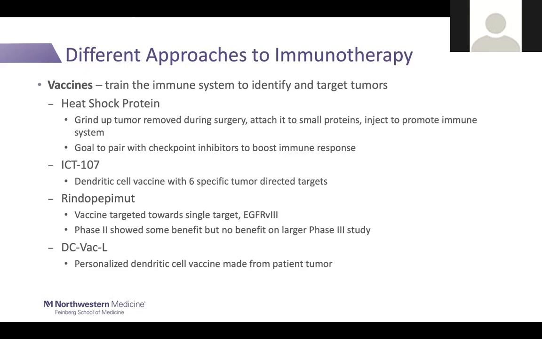Do you use vaccines that are targeted towards specific targets that we think are generic amongst brain tumors? Do we use vaccines that target a specific target, basically? And so it's personalized versus kind of more generic targets. So there's a lot of work being done on different vaccines, basically.